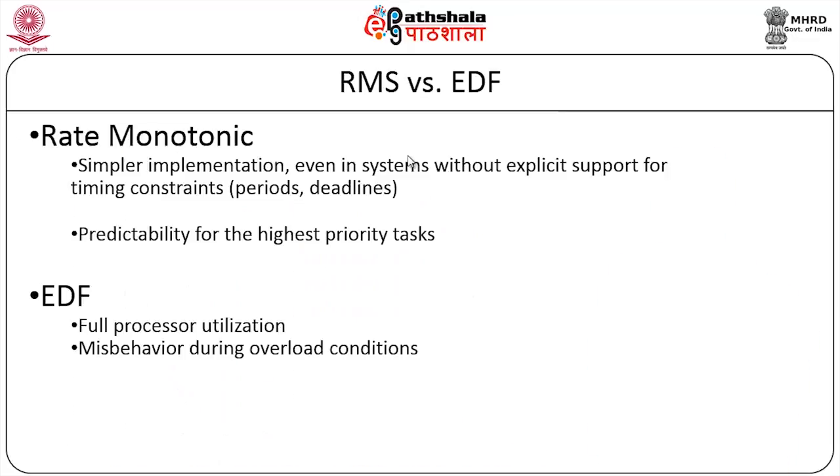Now when you look at RMS versus EDF, RMS is a simpler implementation, even in systems without explicit support for timing constraints, and predictability for the highest priority tasks is also easy. But with EDF, the processor is fully utilized and CPU utilization is very good, but misbehavior will occur during overload conditions, and we can't predict it beforehand, because the priority is decided only at the time of execution. So we can't predict earlier who will finish first. That was the difference between RMS and EDF.